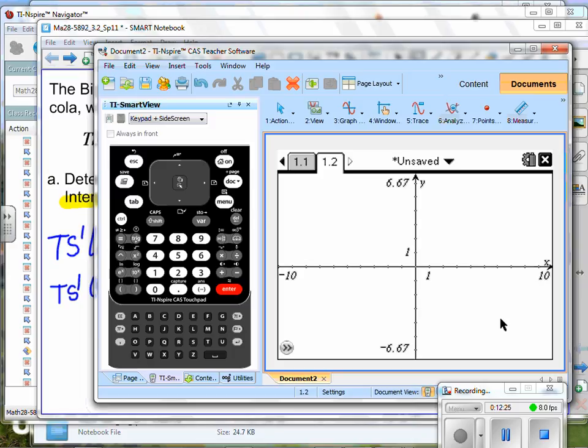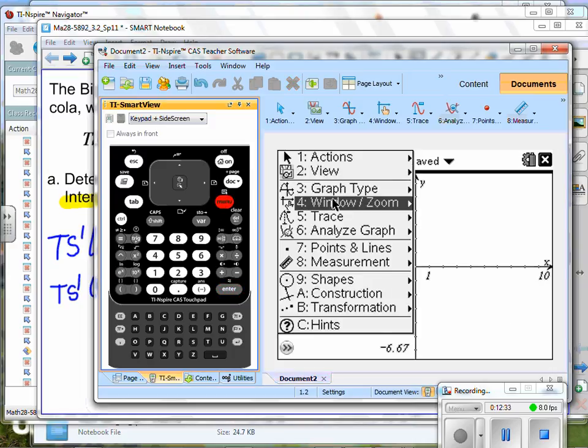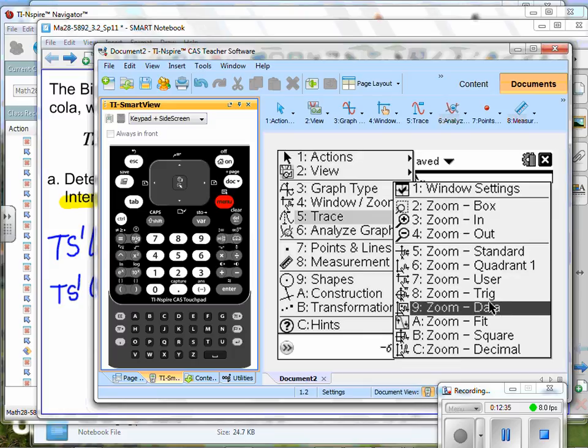But remember, you've got some numbers out there that are going to be a little bit large, and I don't always do this, but I'm going to now. Go to menu, go to window, zoom, and there's this thing down here at A called zoom fit. This is one of the things you can use. If you don't know where to find the graph, just use a zoom fit.